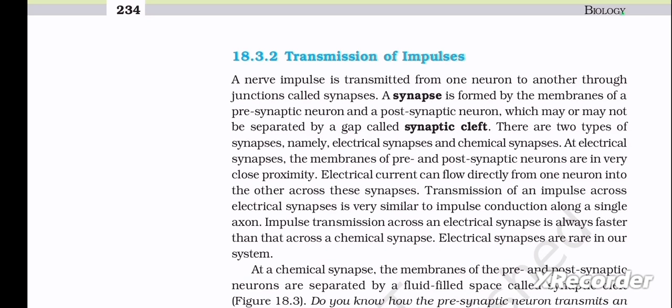At electrical synapses, the membranes of pre- and postsynaptic neurons are in very close proximity. Electrical current can flow directly from one neuron into the other across these synapses. Transmission of an impulse across electrical synapses is very similar to impulse conduction along a single axon. Impulse transmission across an electrical synapse is always faster than that across a chemical synapse. Electrical synapses are rare in our system.